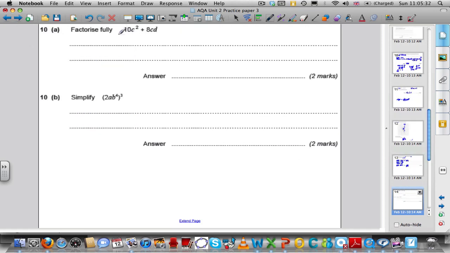Factorise fully 10c squared plus 8cd. What goes into 10 and 8? The biggest number you can think of? Well, 2 is the best we can do. What goes into c squared and cd? Well, a c does. 10c squared divided by 2c is 5c, and positive 8cd divided by 2c is positive 4d. Multiply out afterwards just to check you got the right answer.